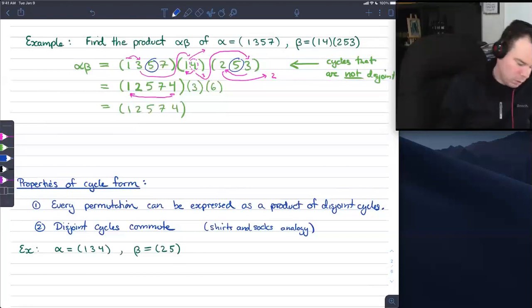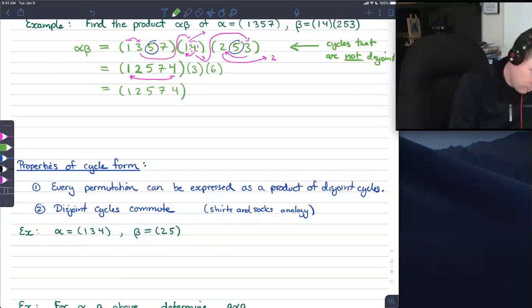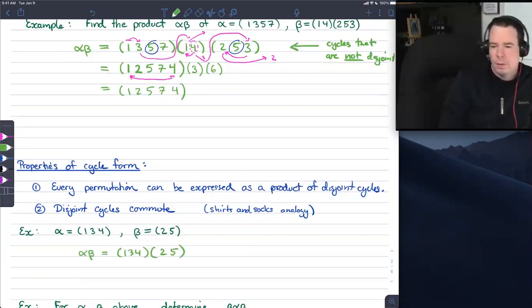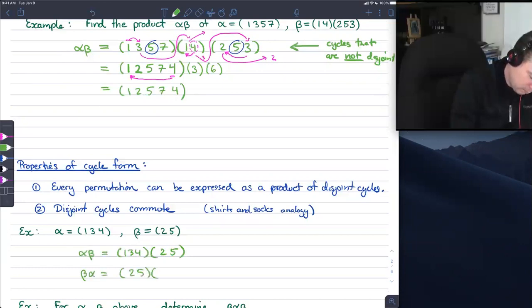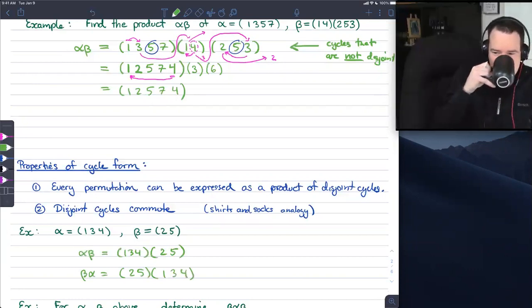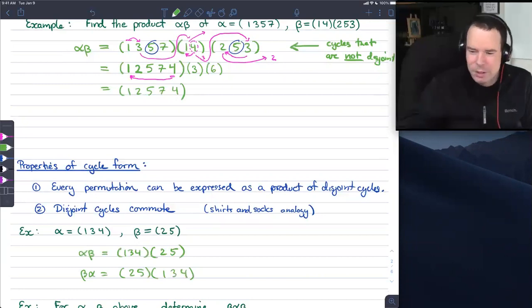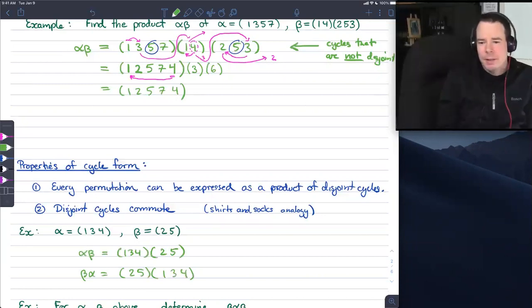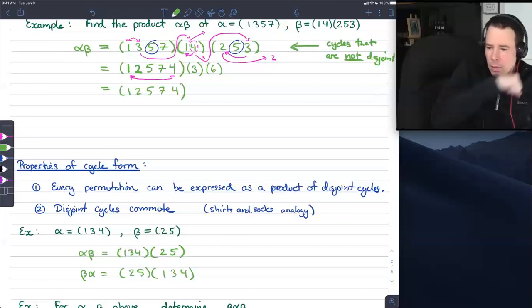And the other thing to observe is that if you have disjoint cycles, they commute. For example, if I took alpha beta and I wrote down the product, that would be the product. If I wrote down beta alpha, that would be the product of beta alpha. And you may say, you didn't really do much. And the answer is, you're right, because they were disjoint. So this would be their cycle form.